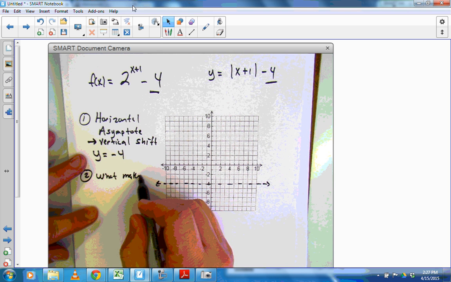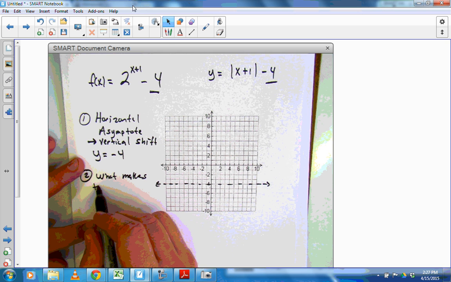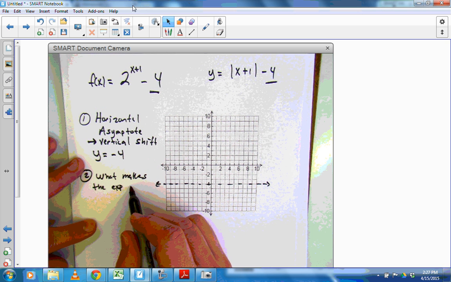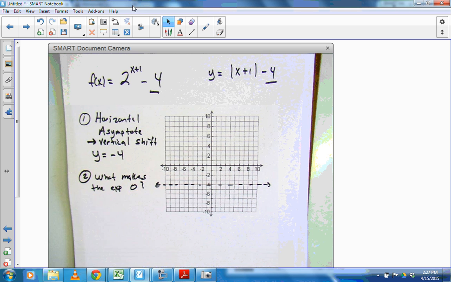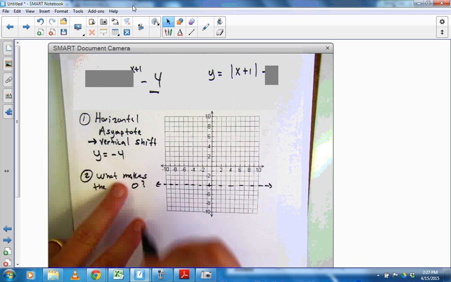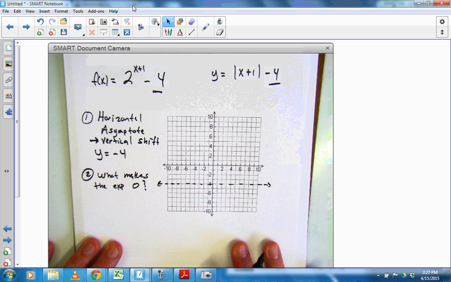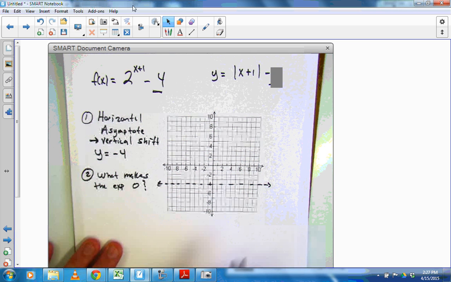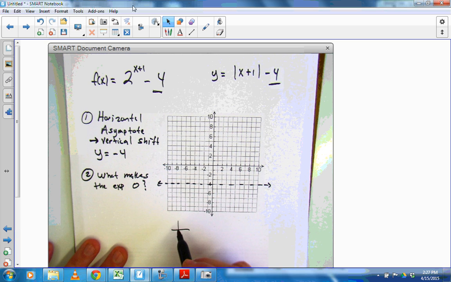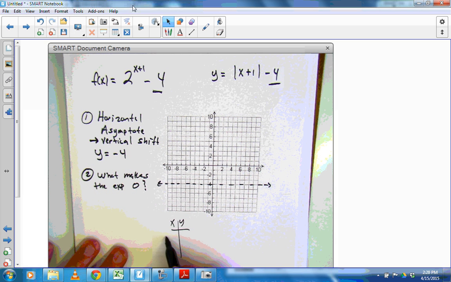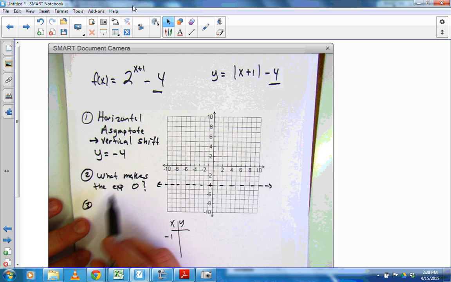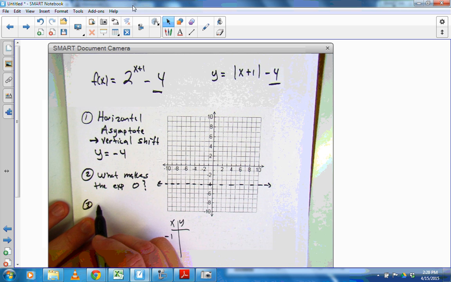the exponent 0? Okay, so in other words, what value of x would make the exponent turn into 0? -1, right? So that's going to be my first value of my t-table, -1. Okay, now the other question is this. It's very similar. Instead of 0, we're going to say 1.